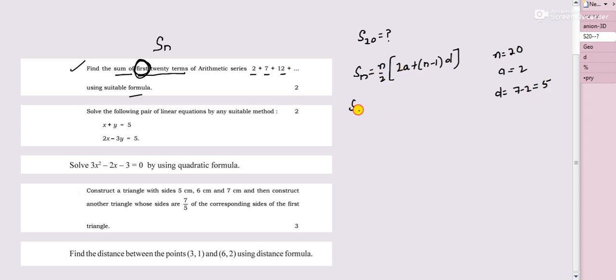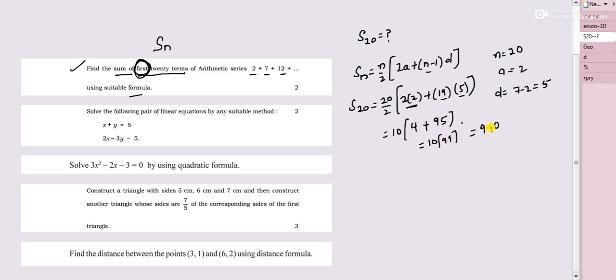Now substitute. S20 is equal to 20 by 2 into 2a, a is 2, plus n minus 1, that is 20 minus 1, I will write directly. You can do it in steps in your exam. And d is 5. So here this is 10. Do the calculation first. 2 plus 2, 2 is 4, plus 19 fives is 95, right? Now 10 into 99 is equal to 990. This is your S20. So try to write like this in your exam. Write the final answer and keep it inside a box.